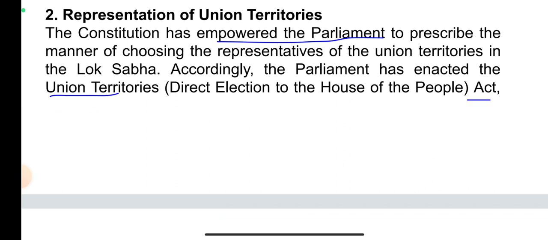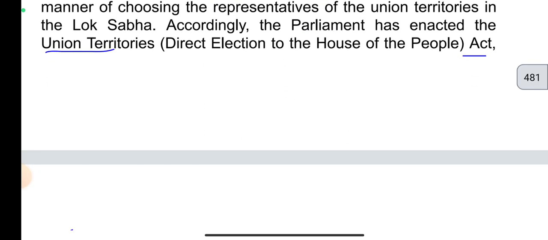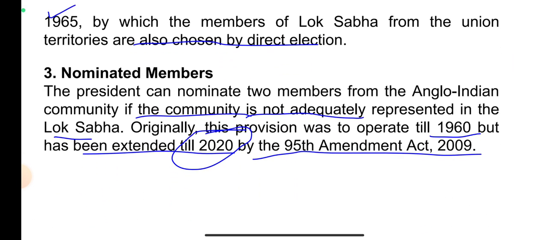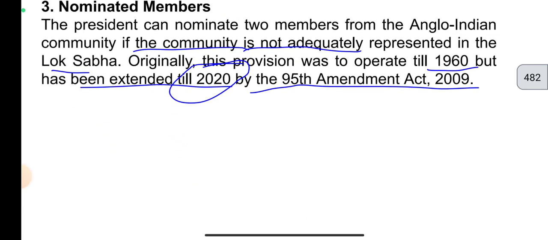Representation of Union Territories. The Constitution has empowered the Parliament to prescribe the manner of choosing the representatives of the Union Territories in the Lok Sabha. Accordingly, the Parliament has enacted the Union Territories Direct Election to the House of the People Act 1965, by which the members of Lok Sabha from the Union Territories are also chosen by direct election.